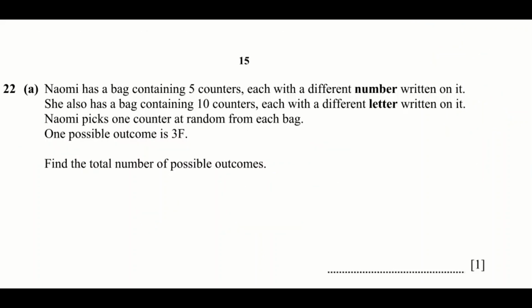That will be question 22. Naomi has a bag containing 5 counters, each with a different number written on it. She also has a bag containing 10 counters, each with a different letter written on it. Naomi picks one counter at random from each bag. One possible outcome is this. This is just a sample of how you can connect the numbers and the letters together.